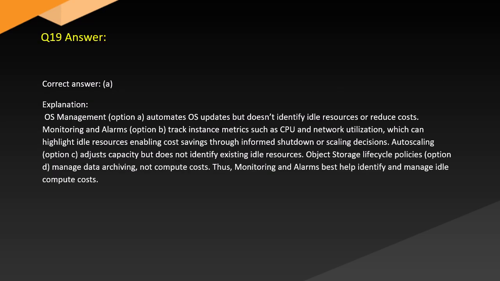Answer. Correct answer, A. Explanation. OS management, option A, automates OS updates but doesn't identify idle resources or reduce costs. Monitoring and alarms, option B, track instance metrics such as CPU and network utilization, which can highlight idle resources, enabling cost savings through informed shutdown or scaling decisions.